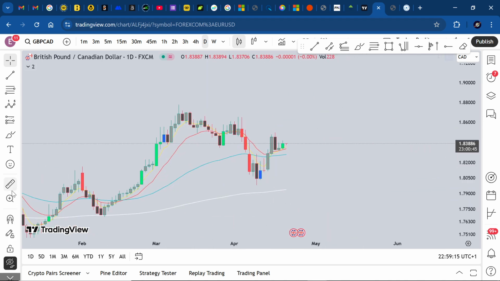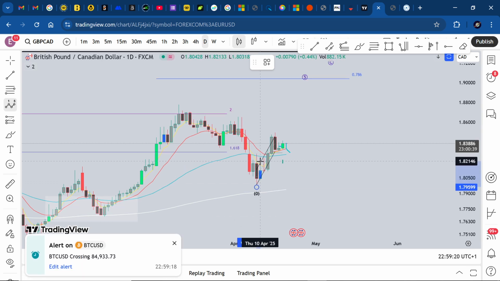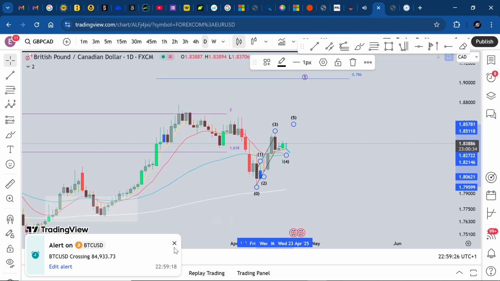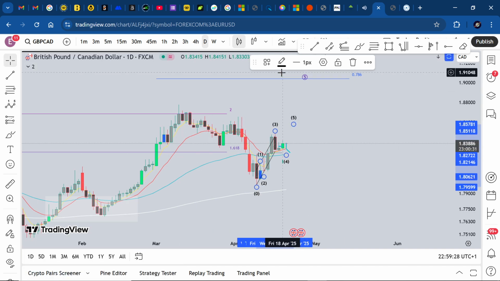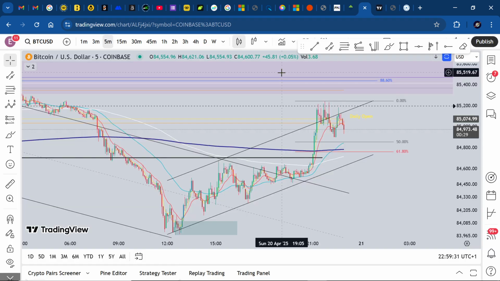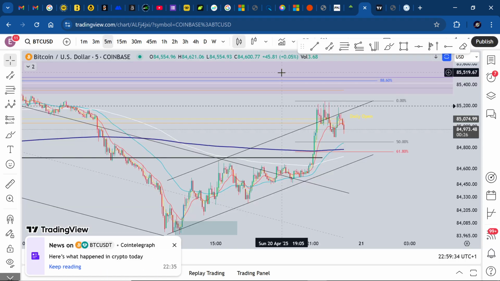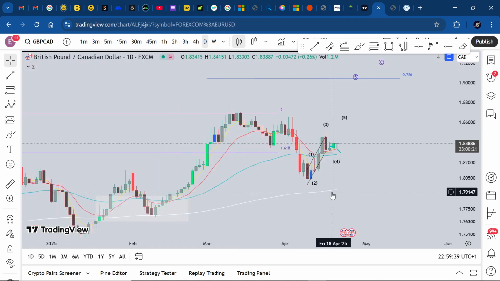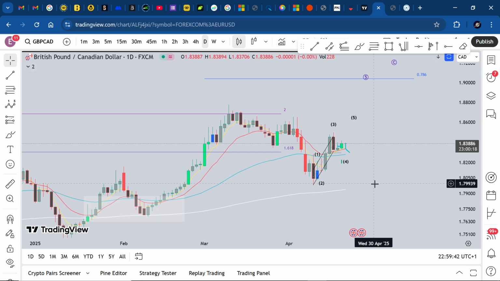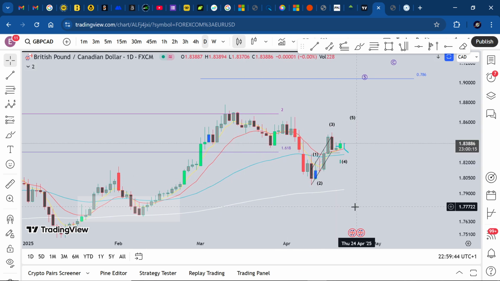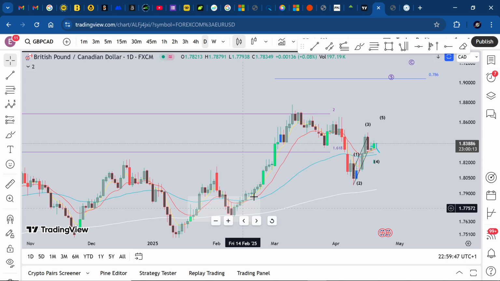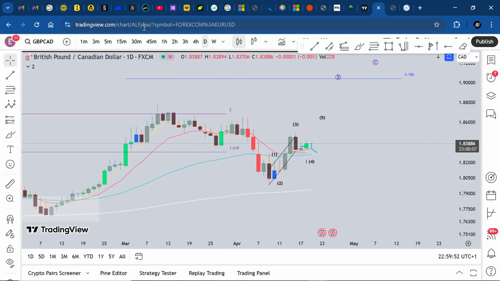This is moving up impulsively, and potentially we have a 1, 2, 3, 4. Looking for a 5. Sorry about that. Potentially we have that. Let me just see what Bitcoin is doing. Okay, cool. A, B, C. Oh, yeah, that's what it looks like.